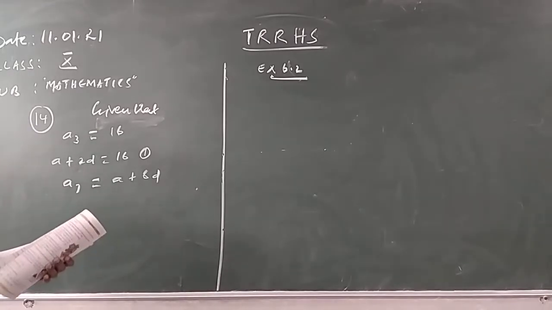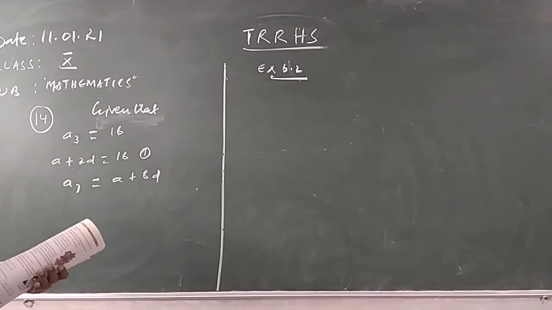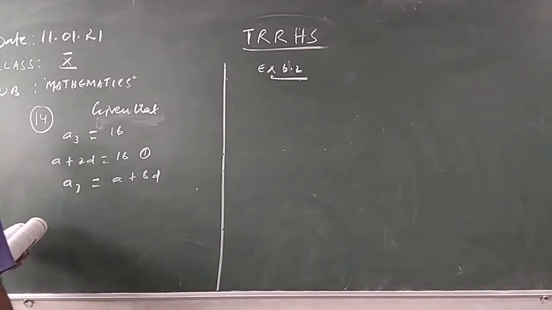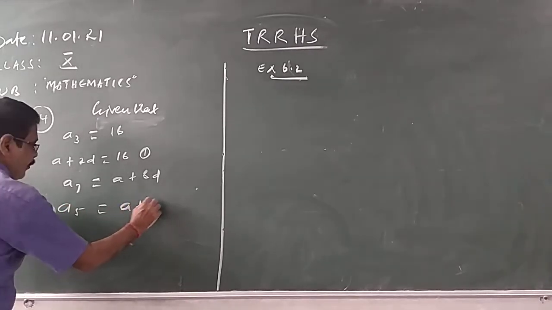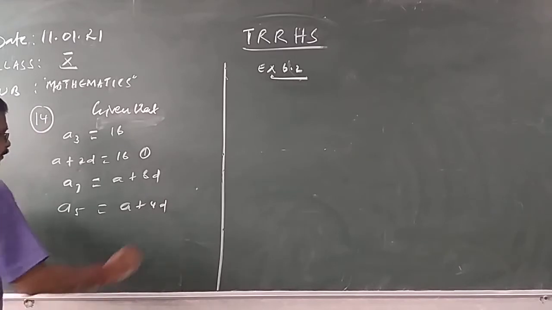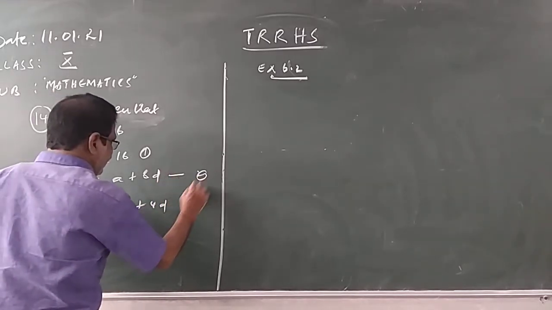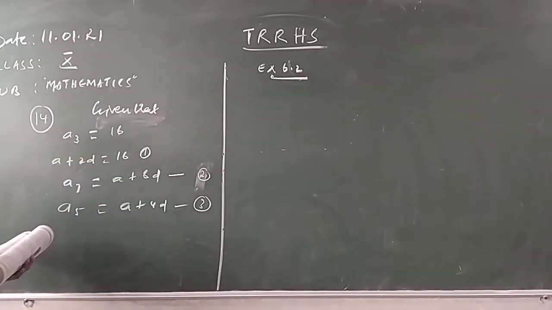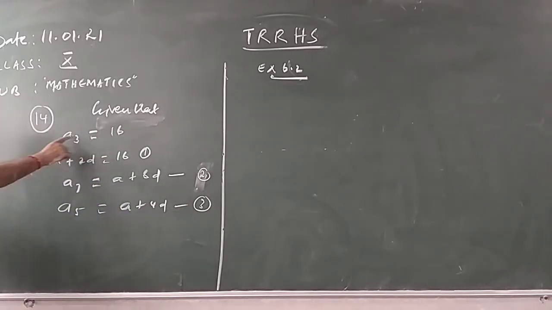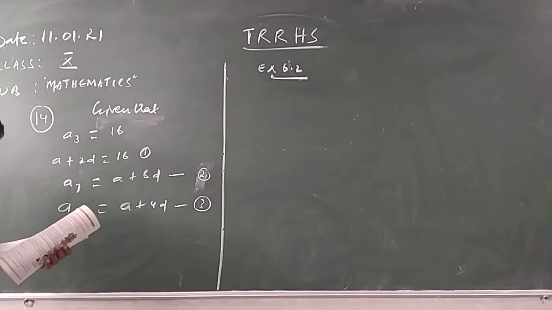Determine the AP whose third term is 16 and seventh term is A plus 6D. Fifth term A5 is equal to A plus 4D. This is the third: A3 is 16, A3 means A plus 2D is 16. But A7 how much is not given. A7 is A plus 6D. A5 is A plus 4D.